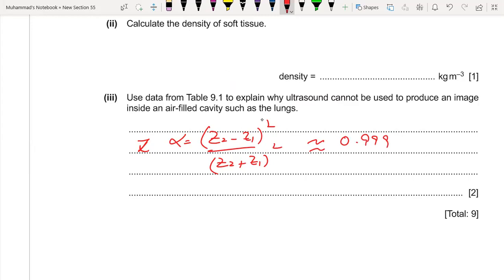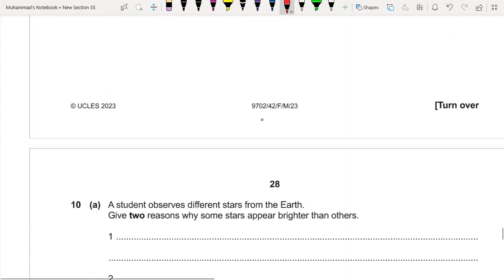So a large value of alpha indicates that there will be total reflection. If alpha is smaller, then reflection is smaller and transmission is maximum. This is the reflection coefficient, the fraction of intensity that is reflected back. So if alpha is close to 1, then the maximum intensity of ultrasound will be reflected back. That's why we can't do ultrasound of our lungs, because for ultrasound diagnosis, the ultrasound should travel into the body.